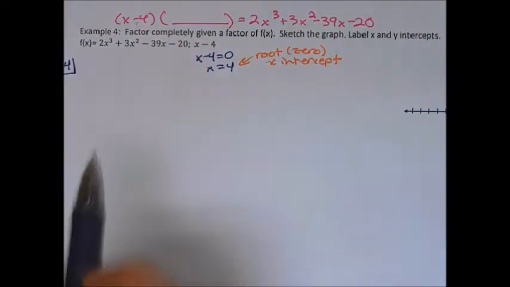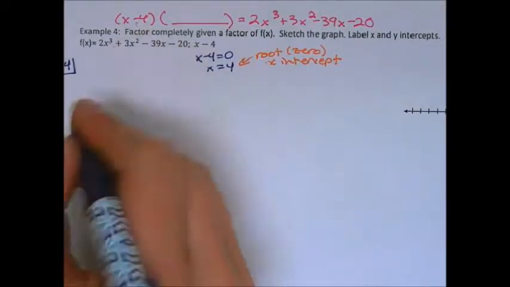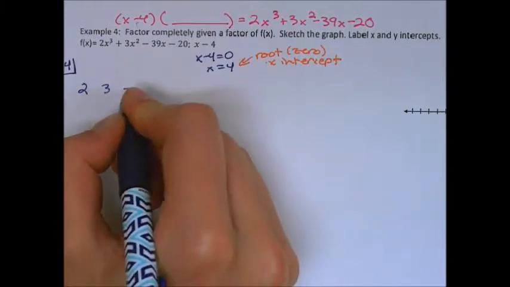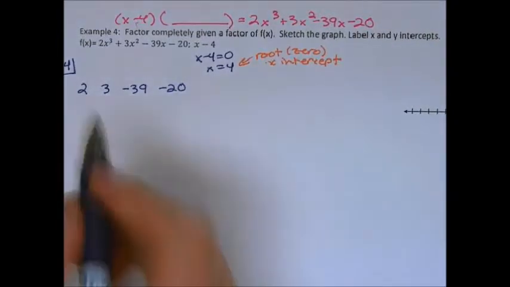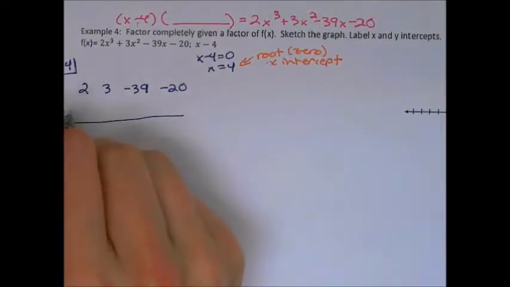And then we list all of our numbers. Are we in descending order? 3, 2, 1, 0. So I have 2, 3, negative 39, negative 20. I'll go ahead and give you time. Pause the video so that you can try your synthetic division. Now that you've tried it, let's go ahead and check to see if you did it right.